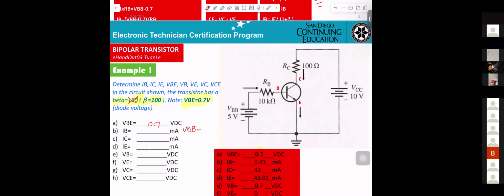Minus VBE, divide. That is how you get 0.43 milliamp. Okay. I see you using the formula beta times IB. Okay.